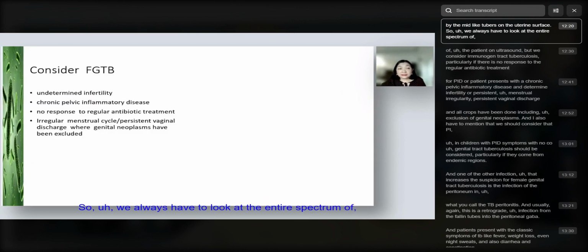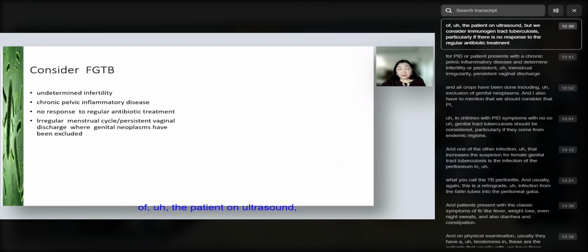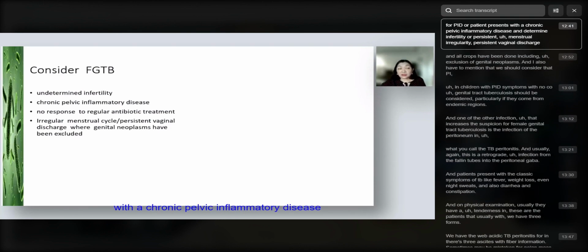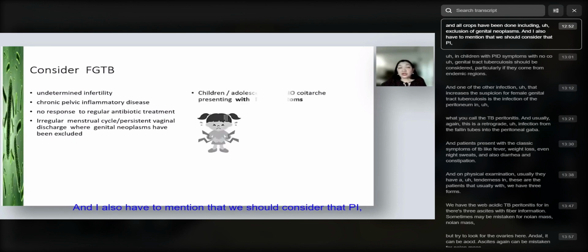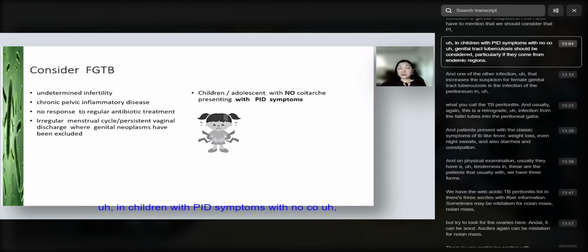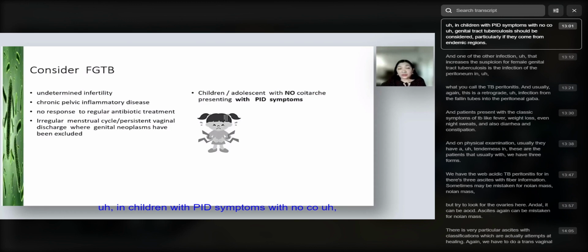So we always have to look at the entire spectrum of the patient on ultrasound, but we consider female genital tract tuberculosis particularly if there is no response to the regular antibiotic treatment for PID, or the patient presents with chronic pelvic inflammatory disease, unexplained infertility, or persistent menstrual irregularity, persistent vaginal discharge, and all workups have been done, including exclusion of genital neoplasms. And I also have to mention that in children with PID symptoms and no coitus yet, female genital tract tuberculosis should be considered, particularly if they come from endemic regions.